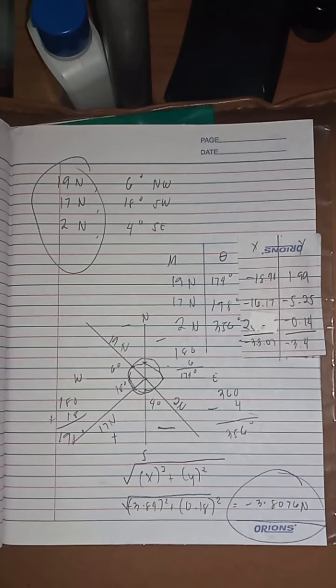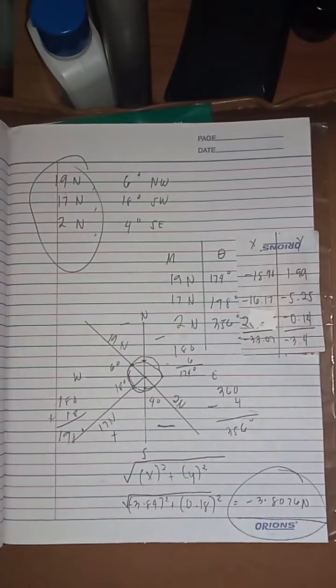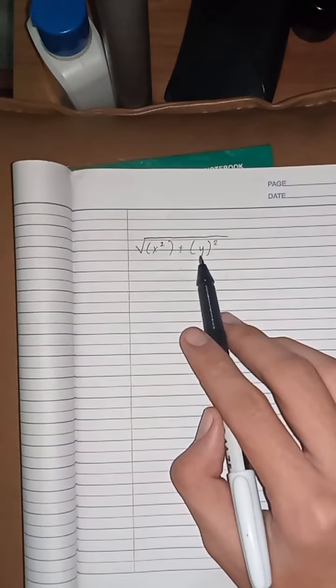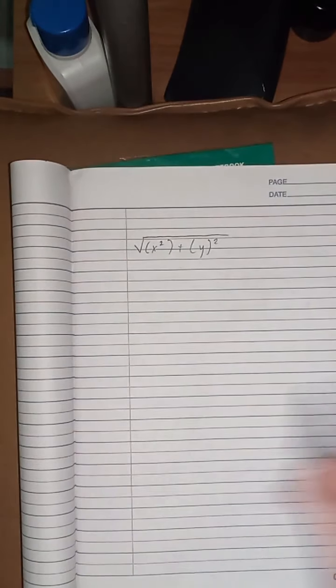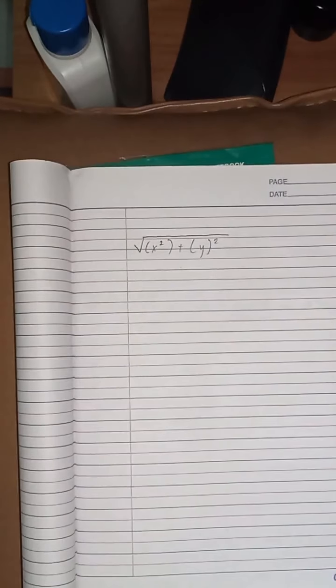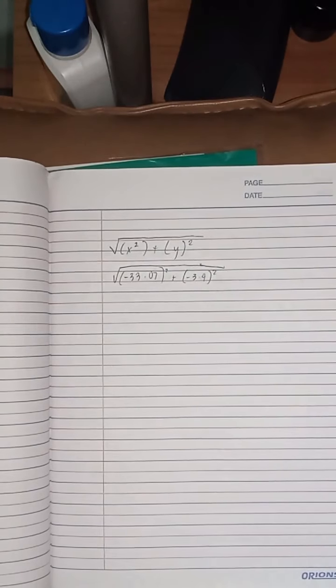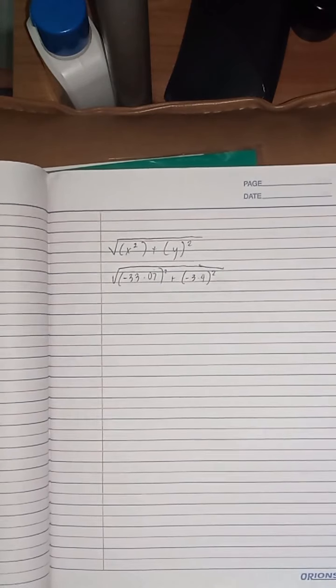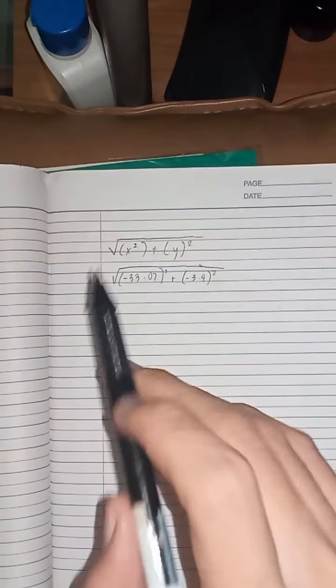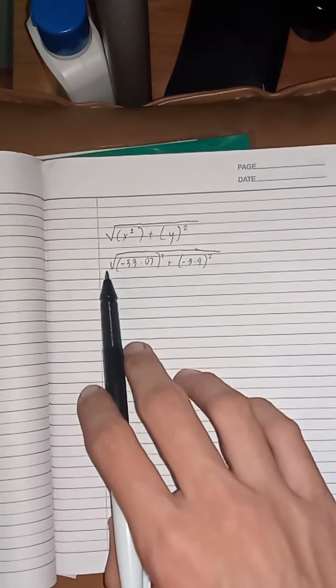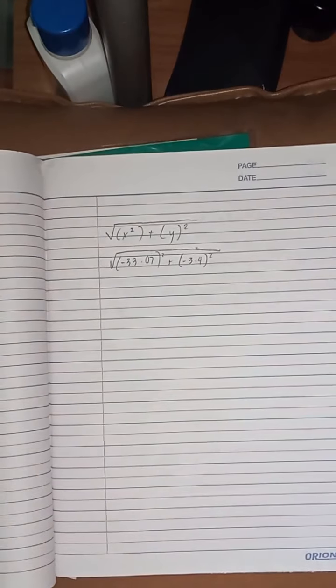That was how I got my x and y coordinates, and here's a clean slate. The next thing we should do is replace these variables with the values that we got on the previous page. So let's get to it. Now that I have this, the next thing we should do is square and then add, and then get the square root. So let's go, guys.